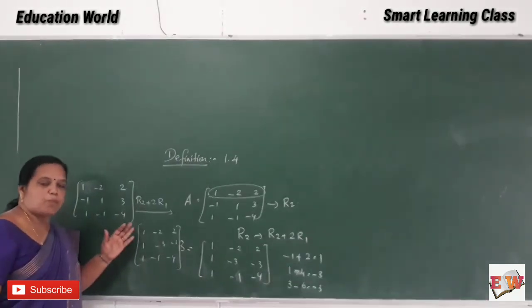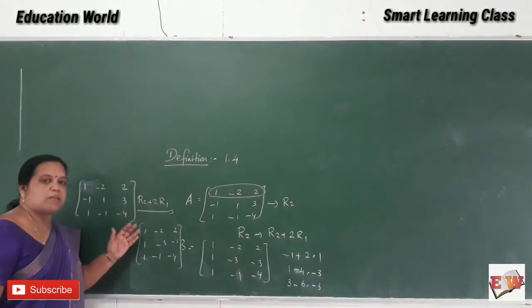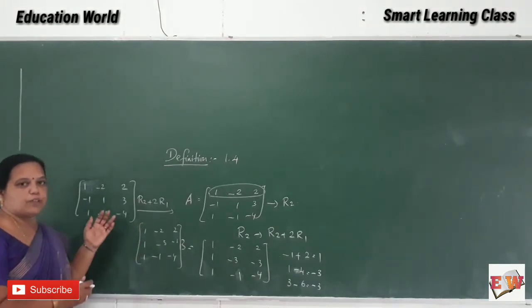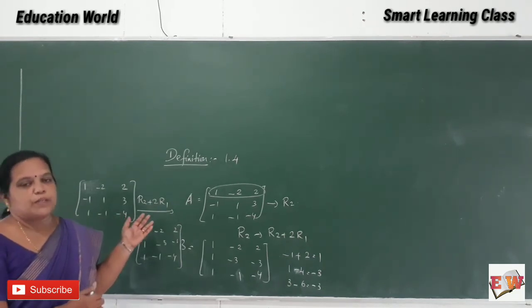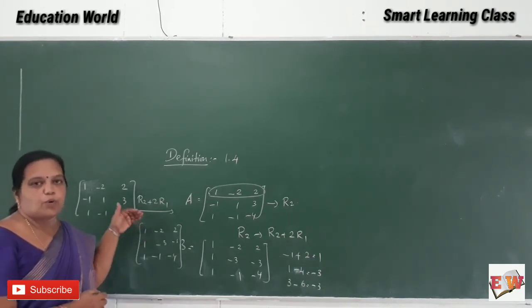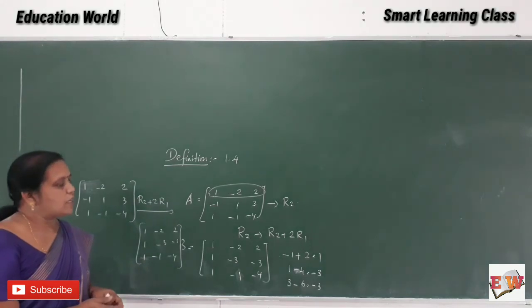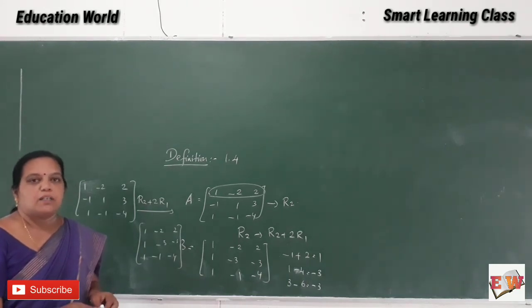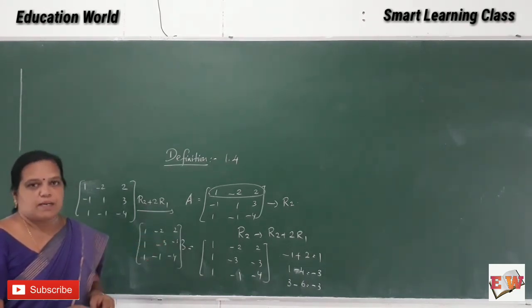If you are doing the same operation on columns also, that time we will get another transformation. So these kinds of operations done on any two rows or columns are known as elementary transformations. That time you are getting a new matrix, but it need not be equal to the given matrix. Thank you.